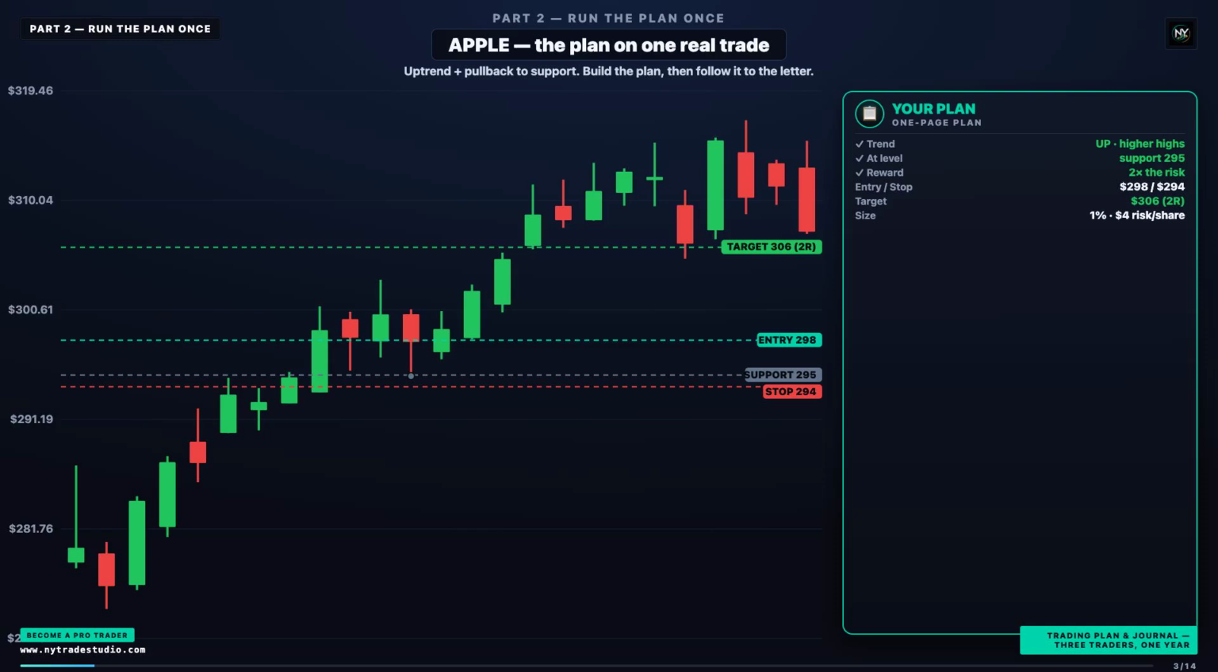Now we simply execute the plan as written. We buy the bounce at 298, and then we do nothing but wait. We do not touch the stop, we do not panic, and a couple of days later, price tags 306, our exact target. We are out with a clean 2R winner. Last step, the part most people skip: we journal it. Clean pullback, followed the plan to the letter, plus 2R. That, start to finish, is what running a one-page plan looks like.